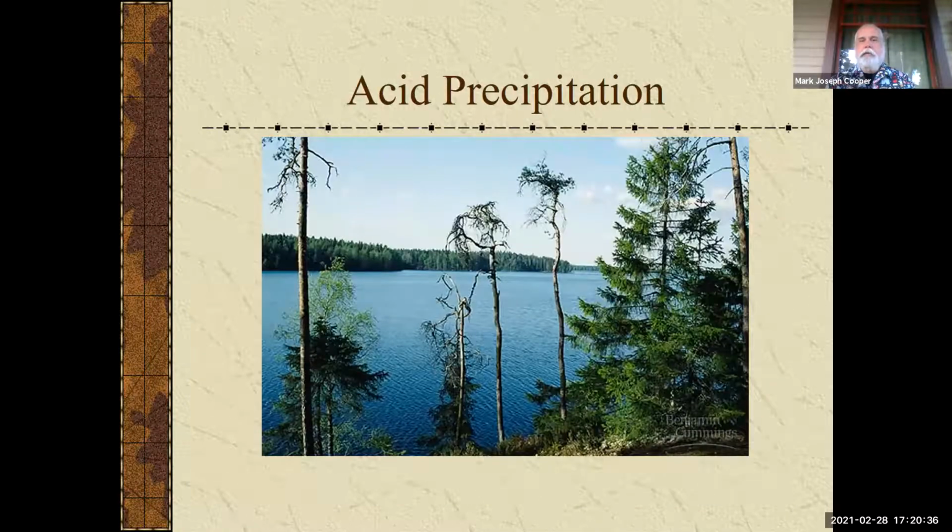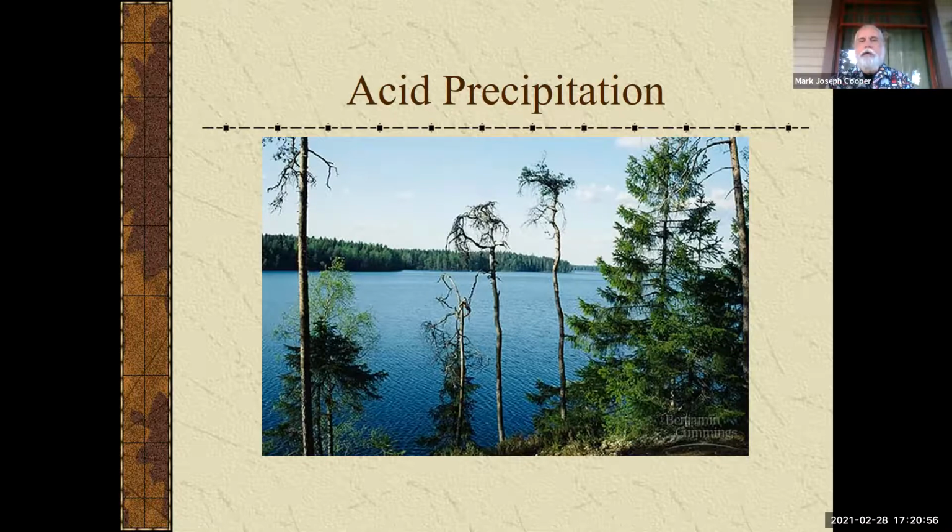The other thing I want to talk about is acid precipitation. The old term was acid rain, but it's not necessarily just rain. It's any moisture that comes down, rain, snow, sleet, fog, anything that has a pH of 5.6 or lower is considered to be acid precipitation.